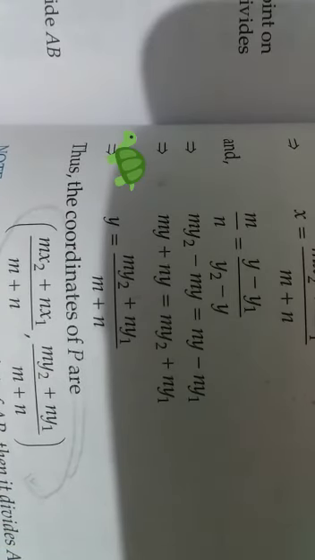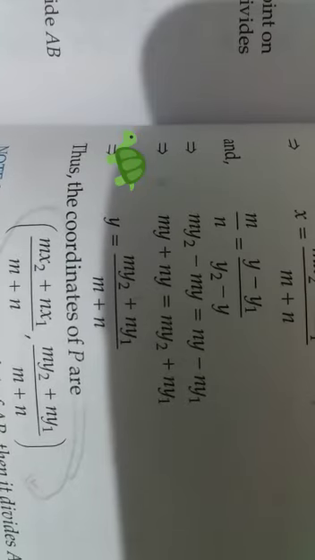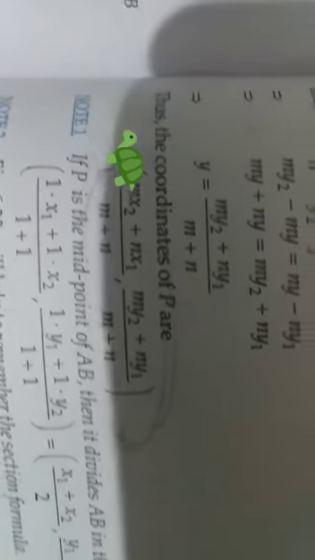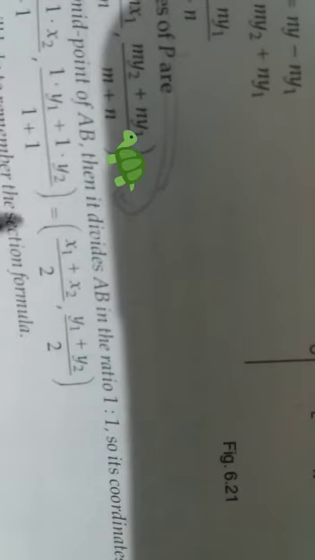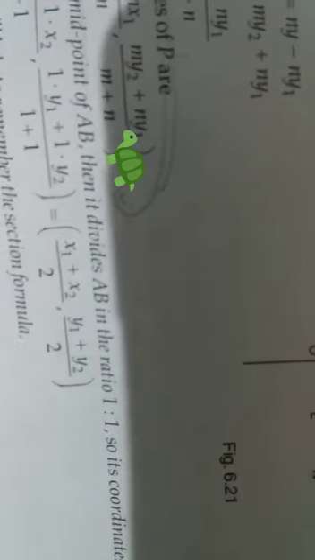After that, the other formula is the midpoint formula, which we know from our previous class also. Just see, if P is the midpoint of AB, then it divides AB in the ratio 1:1. So its coordinates are (x1 plus x2) by 2 and (y1 plus y2) by 2. So our midpoint formula is (x1 plus x2) by 2 and (y1 plus y2) by 2.